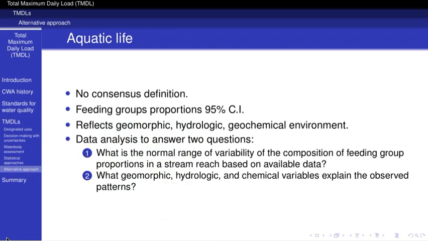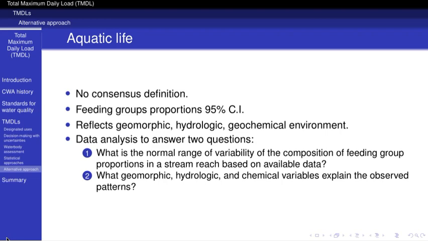The term aquatic life has no consensus definition, so I'm defining it as the range of natural variability in the relative proportion of taxa in each feeding group. This range of variability will differ by basin and by location within the river network. A combination of geomorphic, hydrologic, and chemical explanatory variables can be analyzed for their contribution to the observed relative proportion of feeding groups. There are two specific questions the data analyses are to answer.